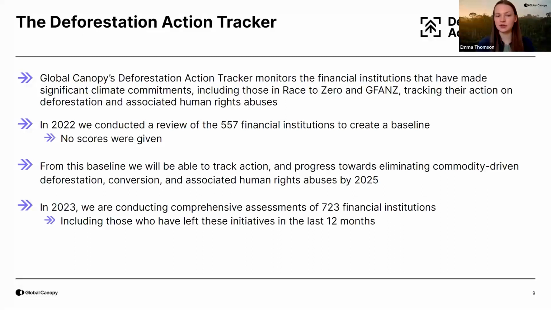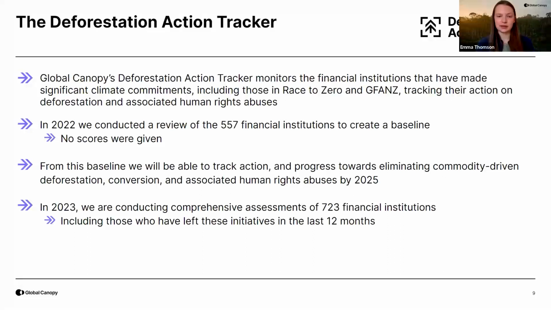This year, in 2023, we are conducting comprehensive assessments of what is now the 723 financial institutions that were included in the Race to Zero, in GFANZ, and the Finance Sector Deforestation Action Initiative. This does also include those who have left these three initiatives over the last 12 months. So those that were in those initiatives in our previous year of assessments, as well as at some point between the end of June last year and now, will also be assessed.